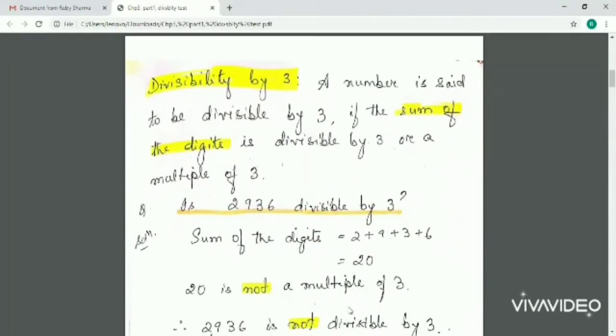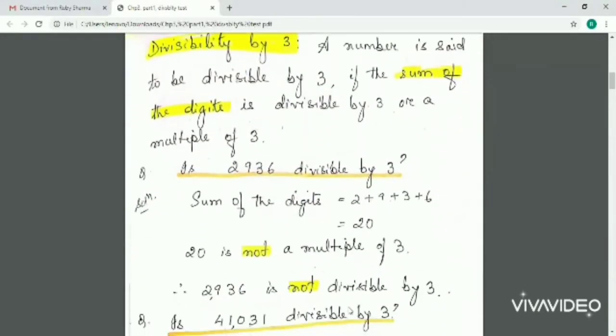Next is divisibility by 3. A number is said to be divisible by 3 if the sum of the digits is divisible by 3. So for 3, it's a different one. You have to add all the digits and see whether that sum is divisible by 3. And if it is divisible by 3, it is also a multiple of 3, isn't it?